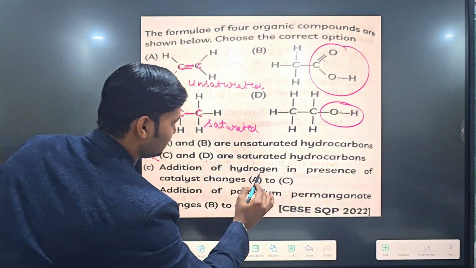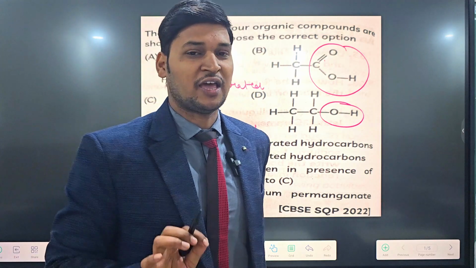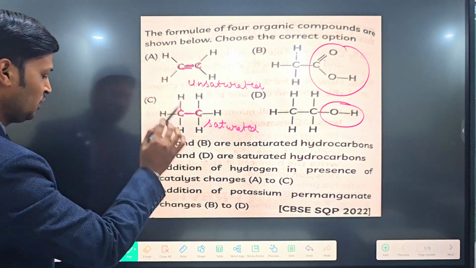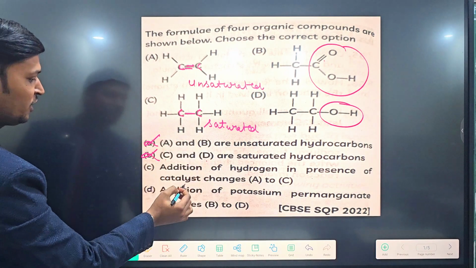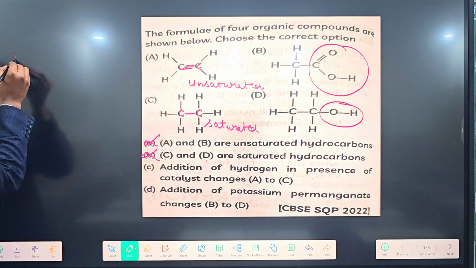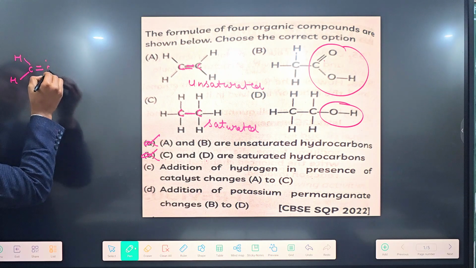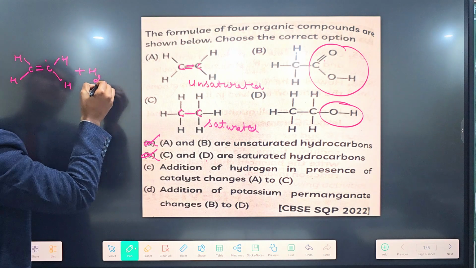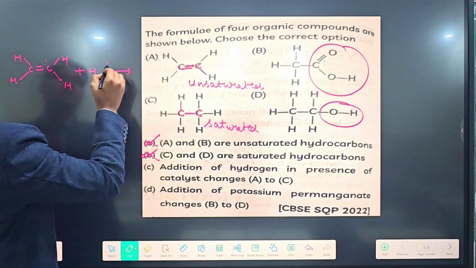Third one: addition of hydrogen in the presence of a catalyst changes A to C. This is a reaction that I mean to write over here, then only you will get the proper explanation. So look here. Addition of hydrogen in the presence of a catalyst changes A to C. So I am taking this compound A here, CH2 double bond CH2. Here, addition of hydrogen. So what we are doing is adding hydrogen over here. See, this reaction takes place in the presence of nickel, so I am writing nickel here.